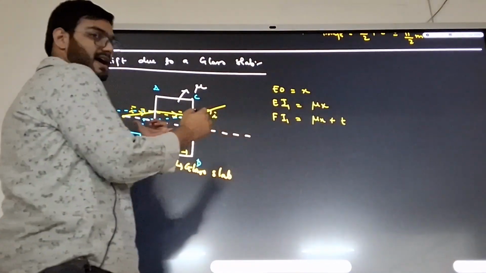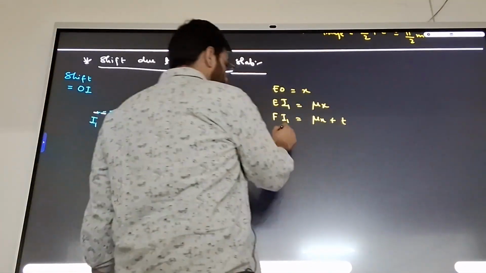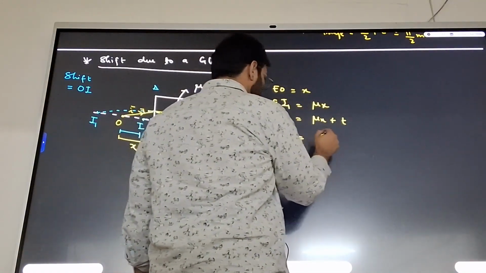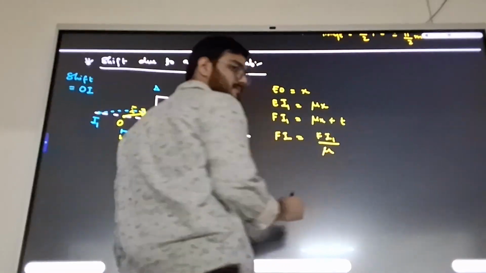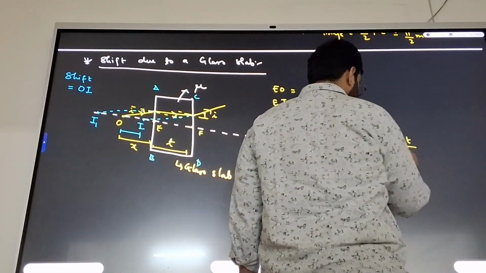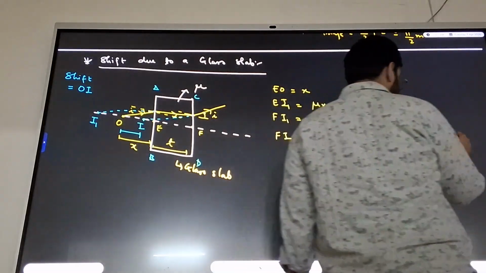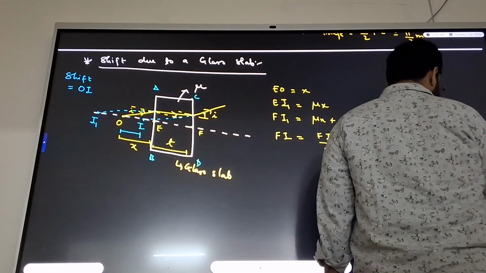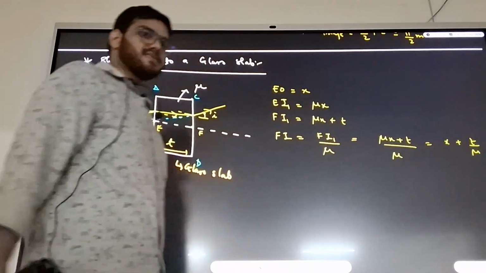I am finding FI. FI should be equal to FI1 divided by mu. This will be (mu x plus t) by mu. What will this give me? x plus t by mu. Do you understand this?